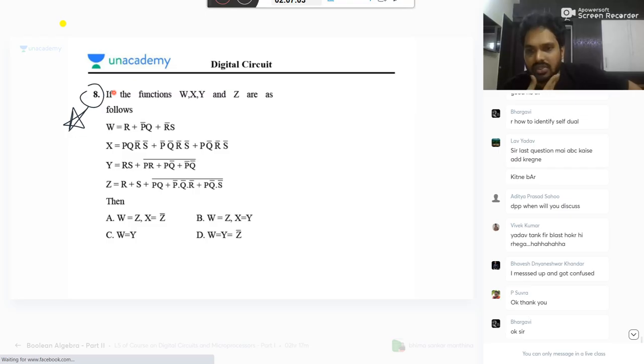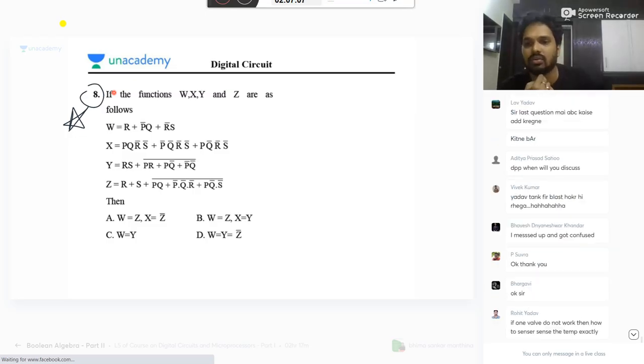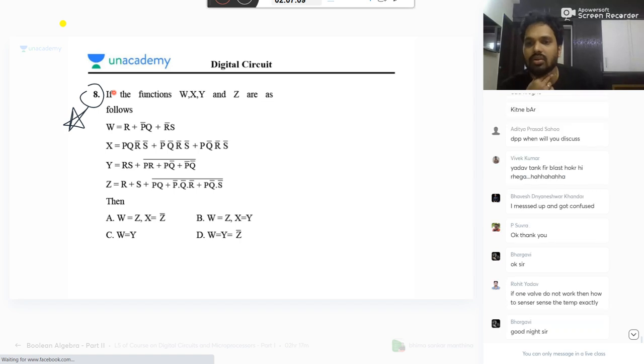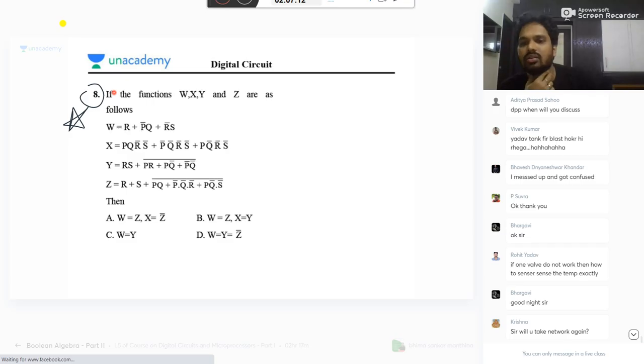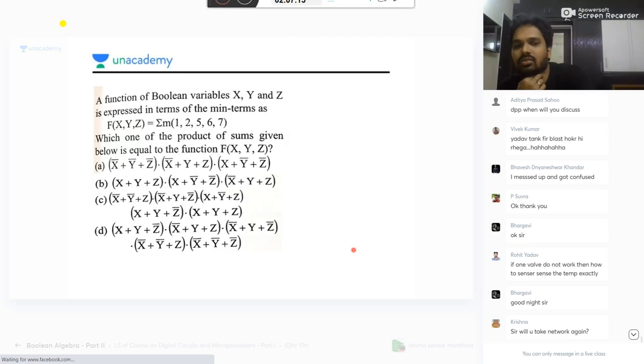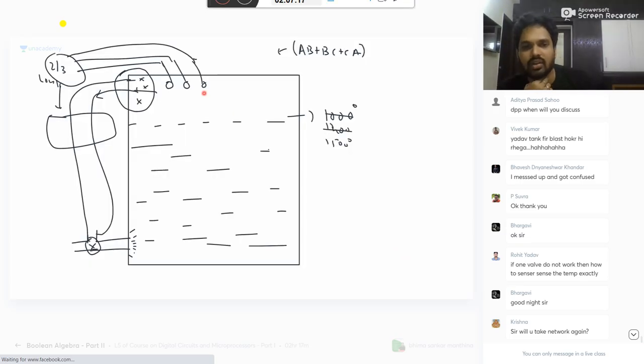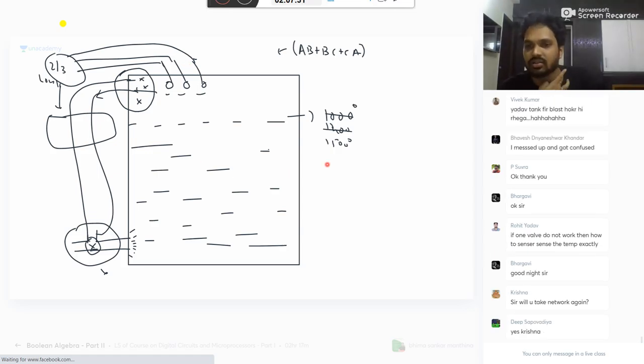Where is your confusion? Clearly ask me, Bhavnesh, I will help you. Rohit, one valve does not work, then how sensor? You are worrying here, the valve is there. Okay, the sensor is working for temperature, not for the valve. If the valve is not working, no one can help here. There might be some bypass. Okay, we are speaking with respect to sensor redundancy. Yes, Krishna, for the English batch I will take.